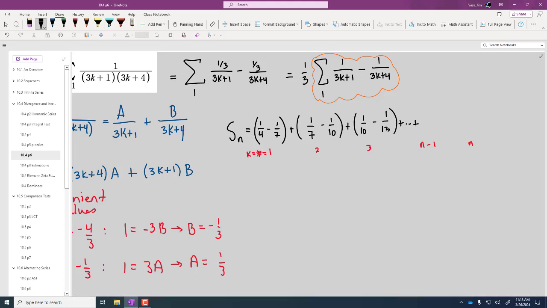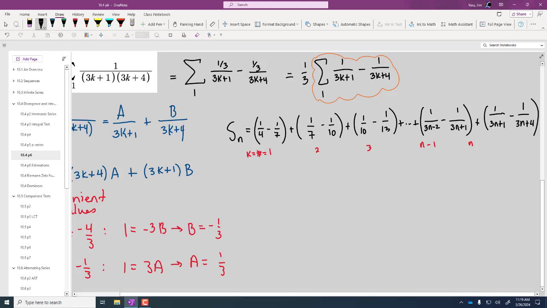All right, so we have to do a little distribution here. That's going to be 3n minus 3 plus 1, so 3n minus 2, minus n minus 1 here, that's 3n minus 3 plus 1. We're going to end up with 3n plus 1. And then for the nth term, we just replace the k with an n, so we have 3n plus 1 minus 3n plus 4. All right. Move that over there.